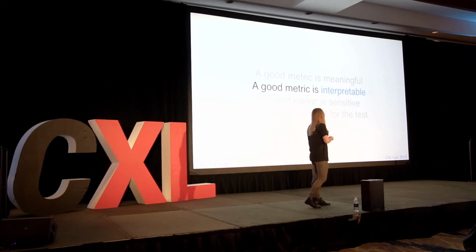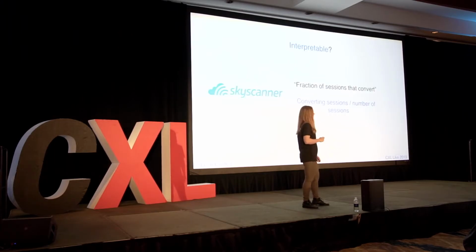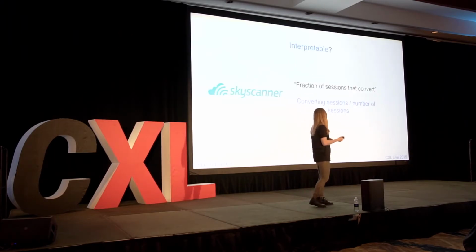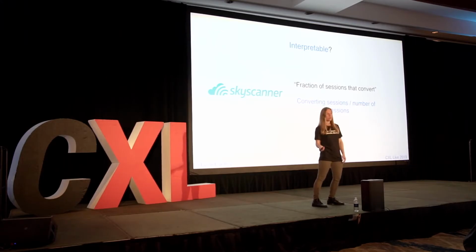And then a good metric is interpretable. What I mean by interpretable is that when the metric moves, it's very easy for you to tell how that changed user behavior and also whether that was a good or a bad thing. This is an example of a metric which caused us quite a bit of trouble at Skyscanner. It's the fraction of sessions that convert, or the number of converting sessions over the number of unique sessions. People often wanted this because it's historically used for business reporting.